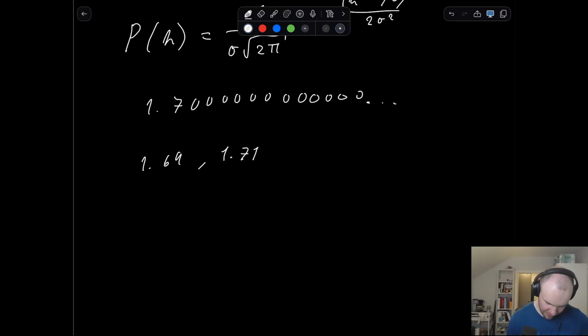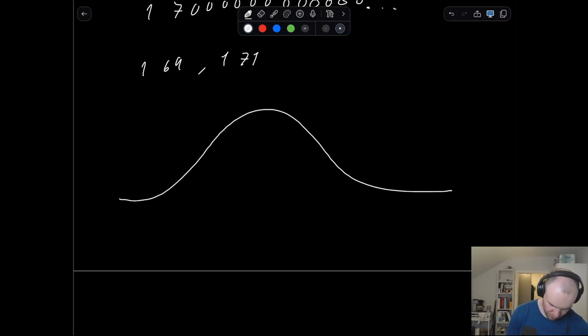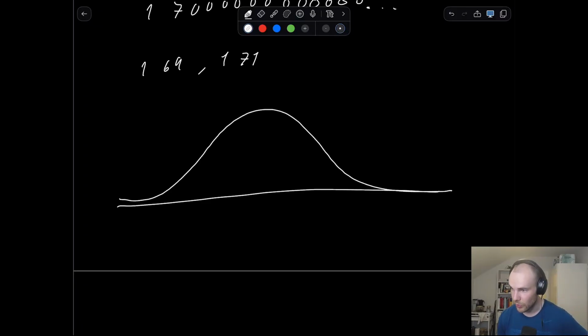But what you can ask for is the probability between 169 and, of course, 171, for example. To make my life simpler, I should do this. Okay, so 169 and 171. That's what you can ask the probability for. So since it's a density function, the normal distribution looks like this. And in order to get the probability, we have to integrate the function between those two values, for example 169 and 171.